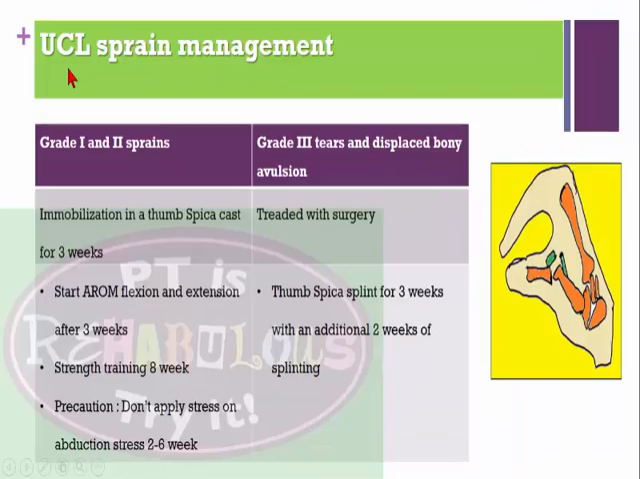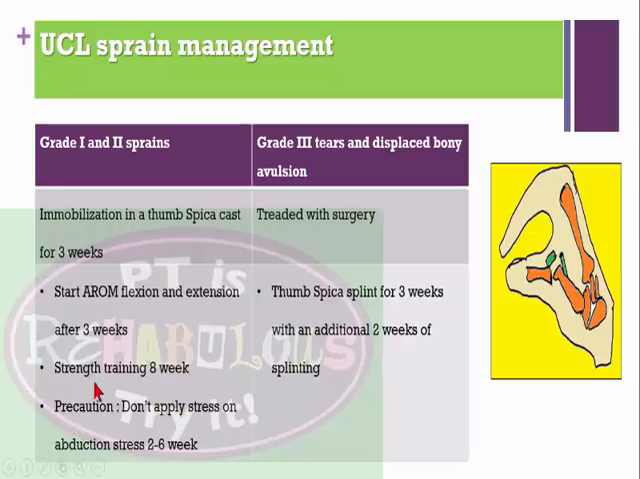exercise. Now we are going to see ulnar collateral ligament sprain management. It may be grade 1, 2 or grade 3 sprain. If it is a grade 1 or 2 sprain, we can directly immobilize with a thumb spica cast for 3 weeks. Then gently start active range of motion exercise for flexion and extension after 3 weeks. Strength training we can start at 8 weeks.